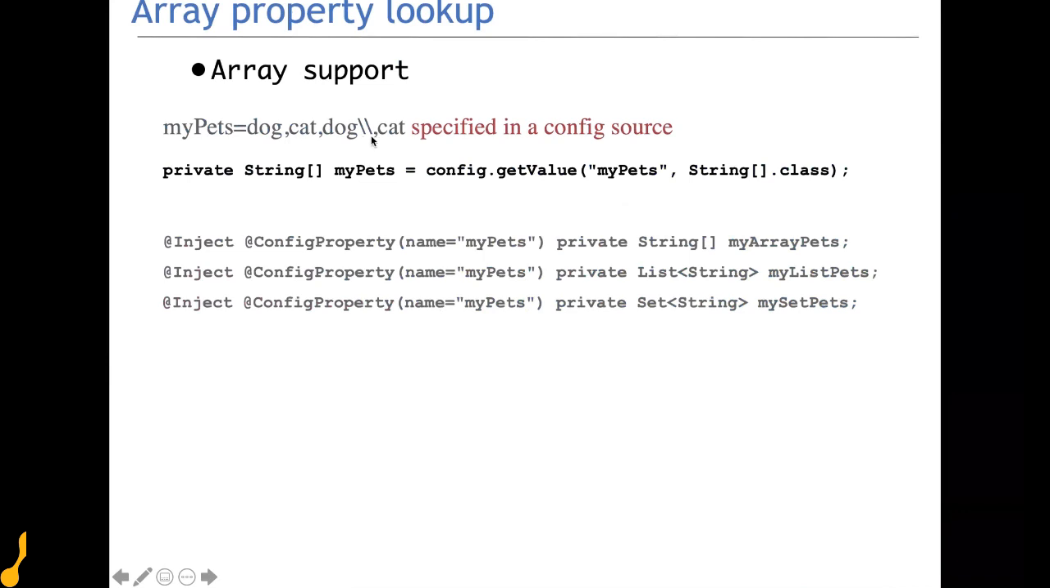However, how can we skip this comma? In this case, like a dog, a cat, I don't want it to be two elements. I want it to be one element, which directly contains the comma itself. So I can use a backslash to escape this comma. In this case, you can assign this one into an array. So you can do a config.getValue and pass a string here, or pass an array here, and you will get a string or arrays.